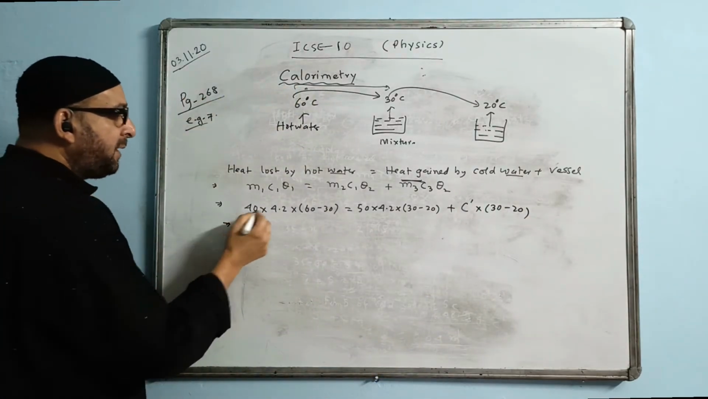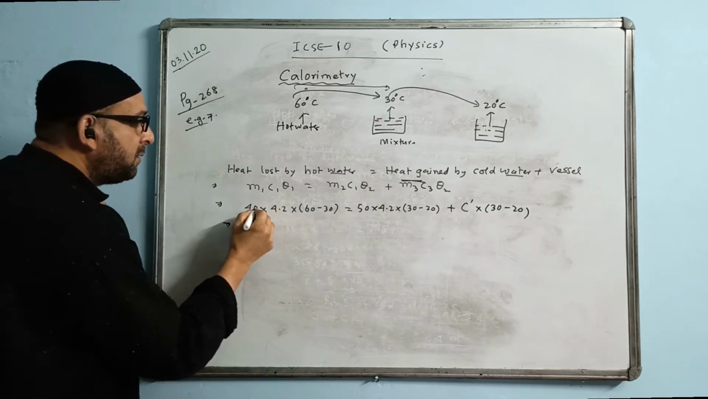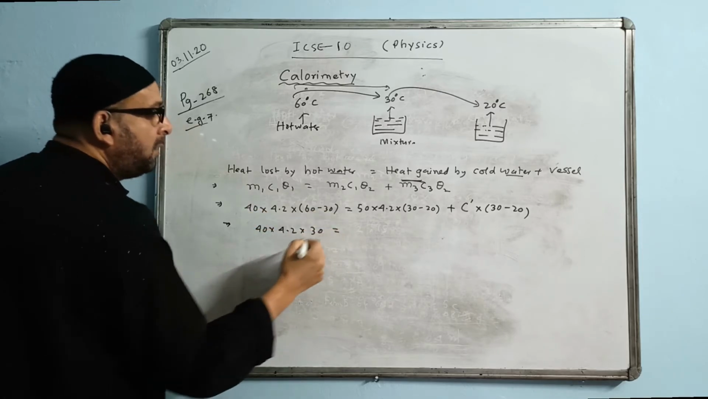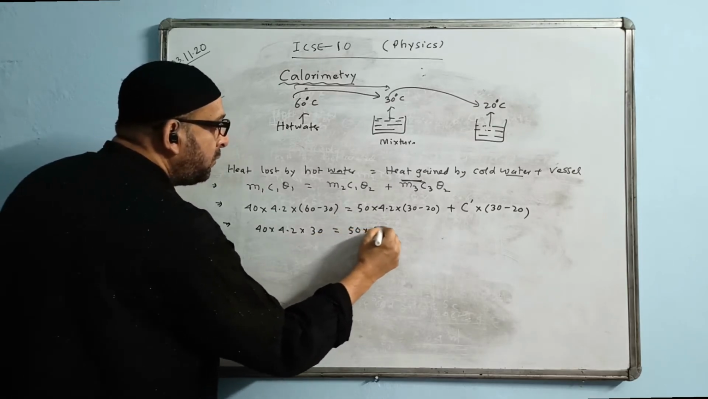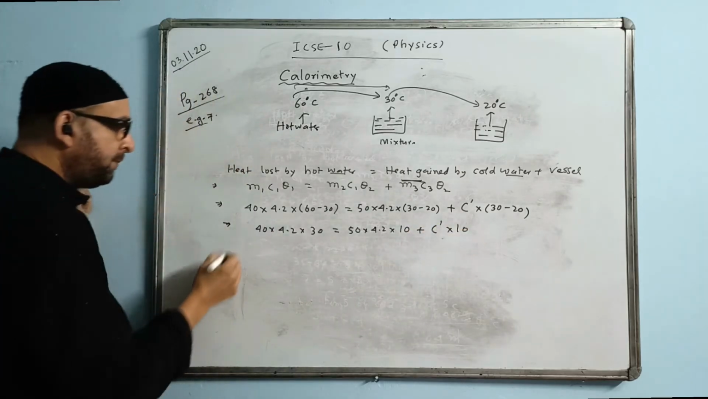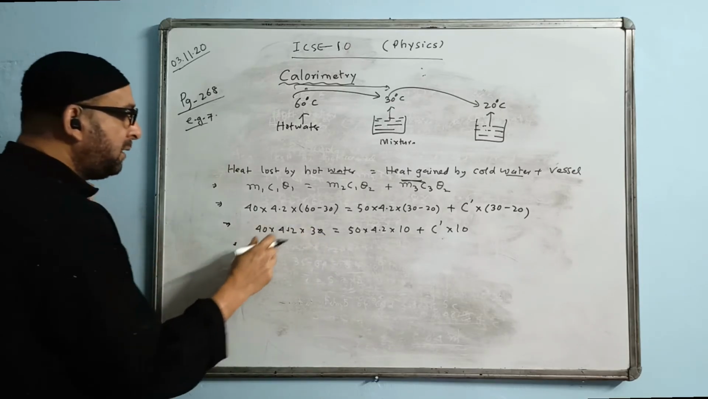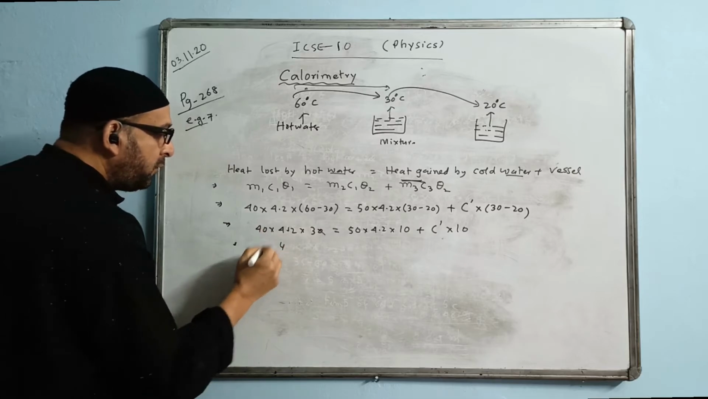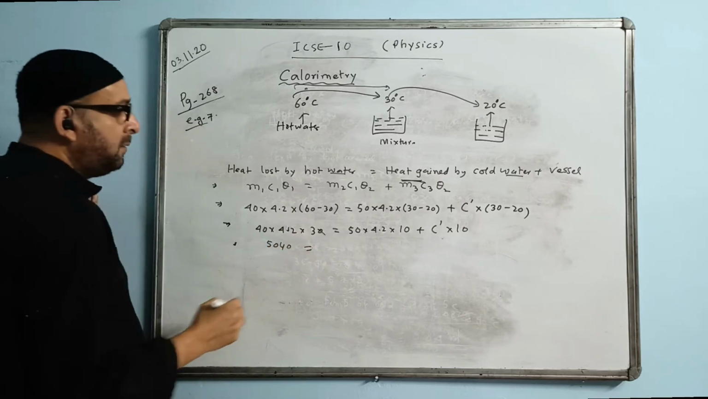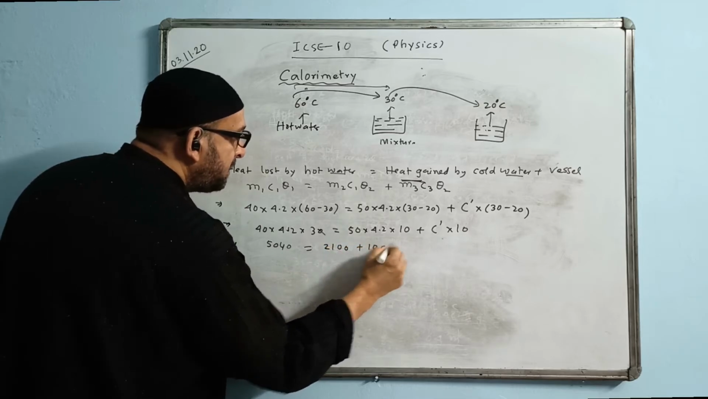Now we will calculate the answer. We cannot cancel 40 and 50 because there is a plus sign here, so we will be multiplying. 40 into 4.2 into 30, from 60 minus 30. Then 50 into 4.2 into 10, from 30 minus 20. And C dash into 10. Let us multiply everything here: 5040 is coming here, and over here 2100, plus 10 C dash.